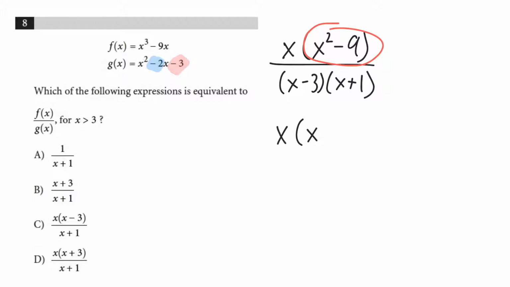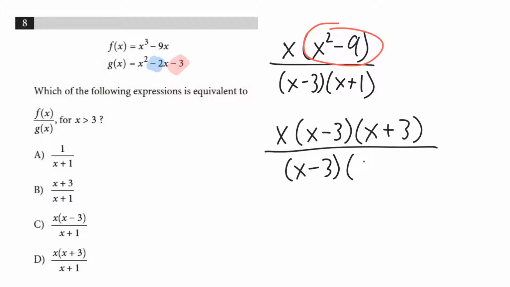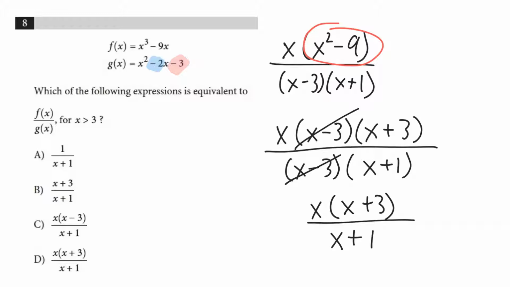So difference of squares is going to be the square root of the first minus square root of the second, times square root of the first plus square root of the second, all over x minus 3 times x plus 1. So the x minus 3's cancel out, and we're just left with x times x plus 3 over x plus 1. And that looks like D is our solution.